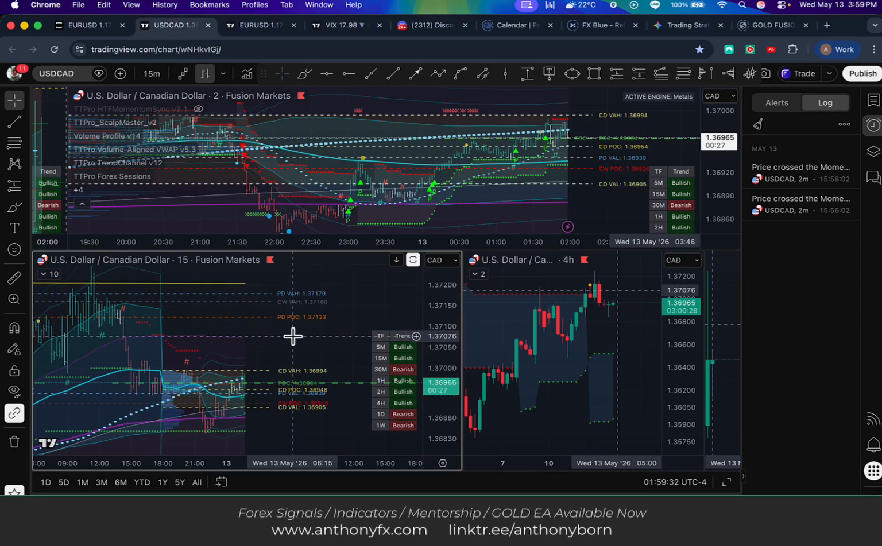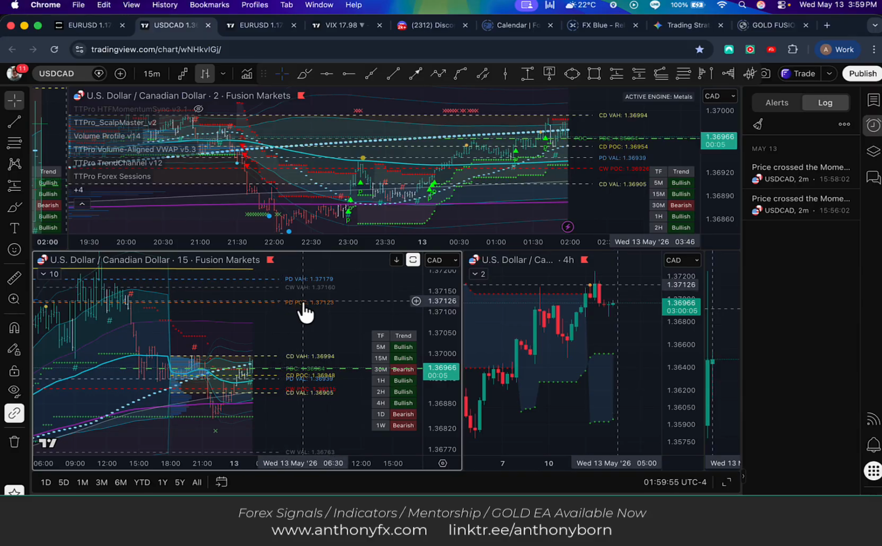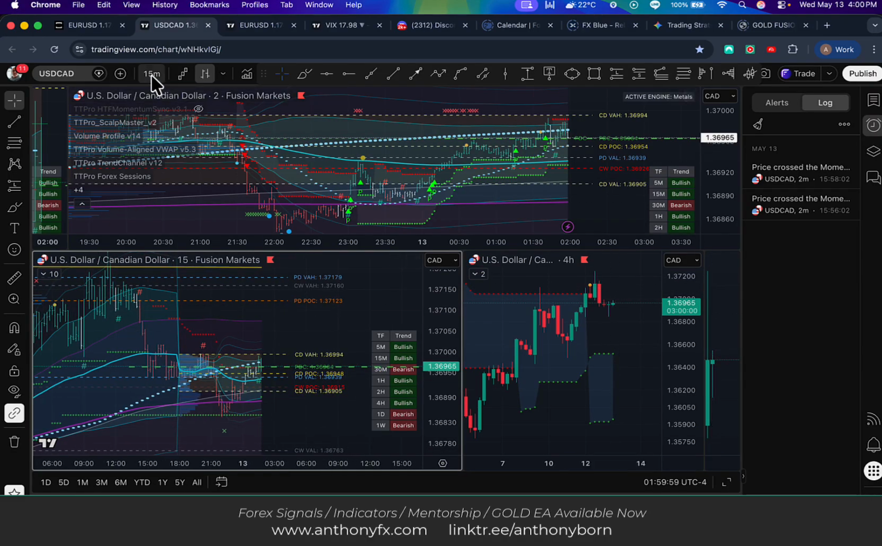Yeah, this is a bit of a conflict because the previous day point of control is under it, all right? So that's an issue. So in an ideal situation, the previous day point of control is not above it. It should be under it. In any case, yeah, so this is under the previous day point of control. Just keep that in mind.